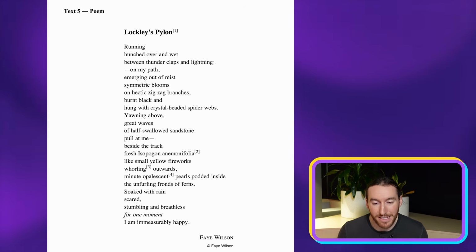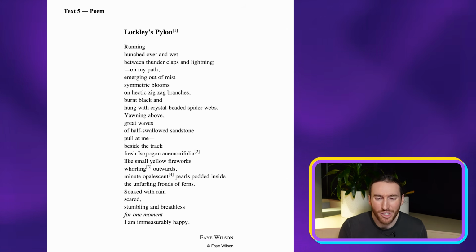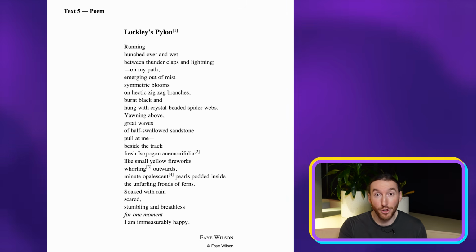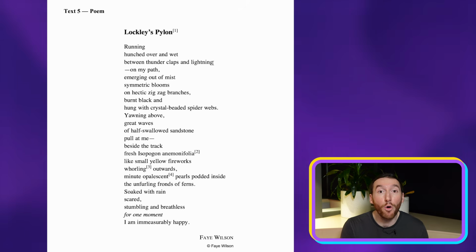I always like to try and find something straight away. "Running hunched over and wet." That sounds really uncomfortable. You're running hunched over and wet. What type of discomfort is it? It's a physical discomfort. You're literally wet running through, I presume, because it said this is a bushwalking track, you're getting rained on and trying to run through this bushwalking track. Already we have this image of physical discomfort, okay? Great, so we've got that in our mind.